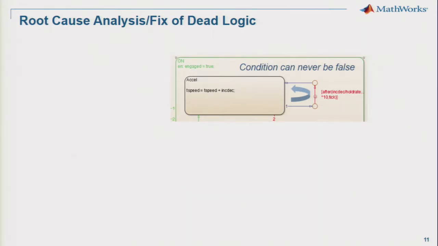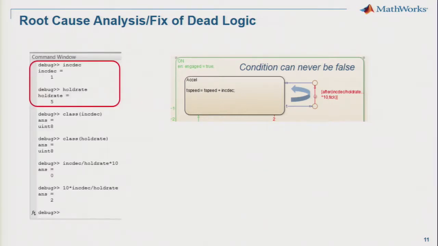And one thing we can do in the model is insert a breakpoint on that transition, and then within the command window, we can go through and look to see what's going on. So we can diagnose that after condition and see why it's saying it can never be false. What happens is that we look at the ink deck, which is 1, the hold rate's 5. So we have a division of 1 divided by 5. These are both UINT8s, and what happens is we basically have integer math.